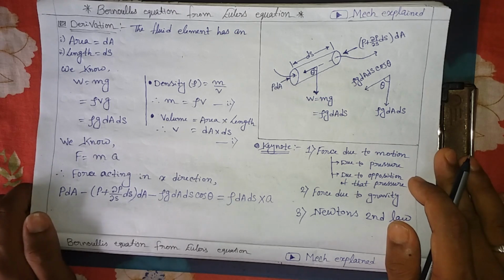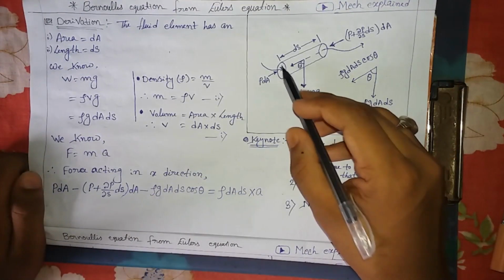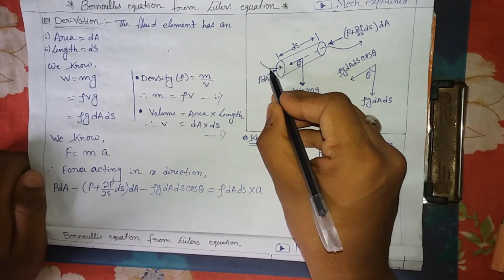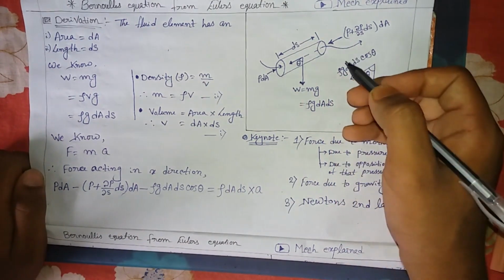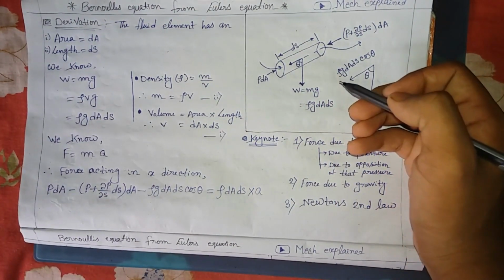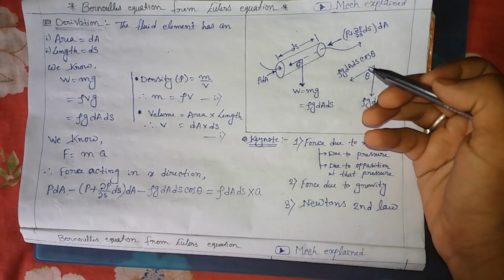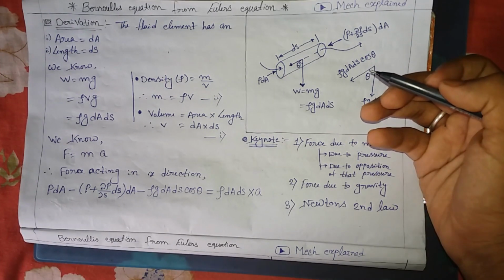I am Abhijit and today I will derive Bernoulli's equation from Euler's equation. So let's start. Here we are taking a fluid element, where the fluid is flowing from this direction and going out from this direction. Before doing the derivation, we should know some key notes, by remembering which it will be easier for us to do the derivation.